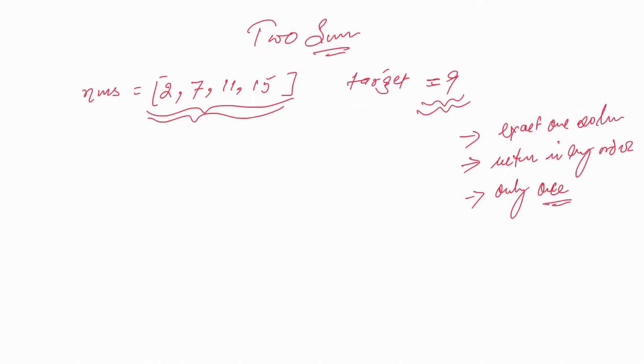To solve this problem, we have multiple solutions. First we will see the brute force solution, how we are going to solve it, and its time complexity and space complexity. Then we will see how we can optimize the solution using an additional data structure. So let's look at solution 1 first. I have been given 2, 7, 11, 15, and the target is 9.